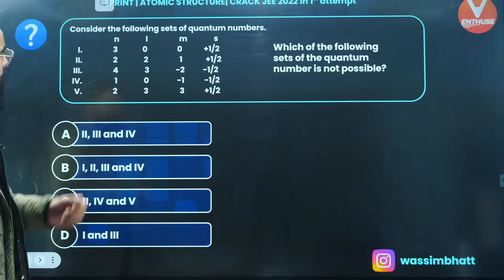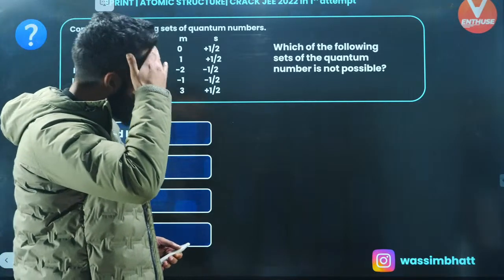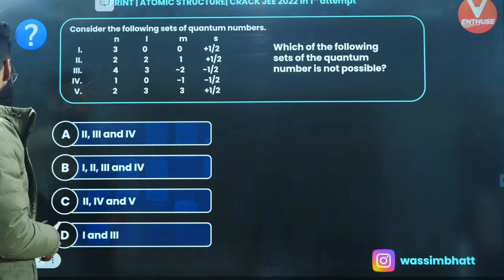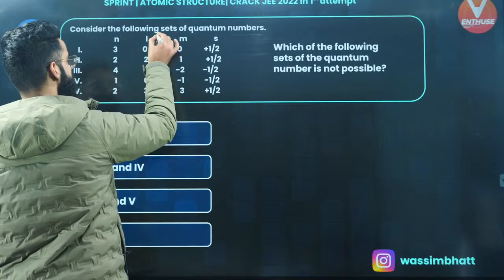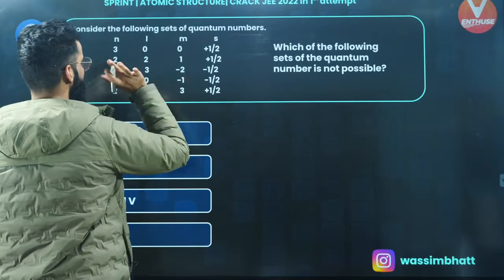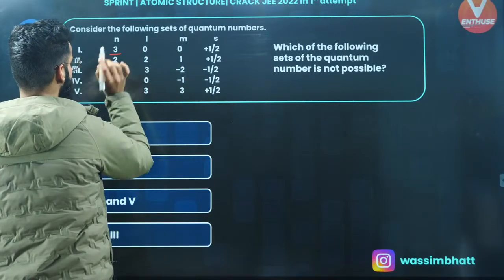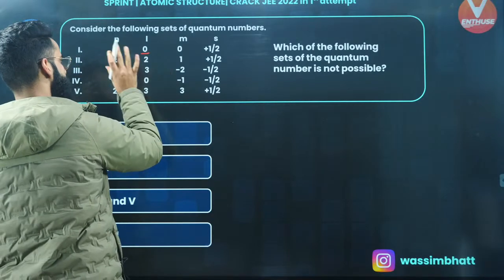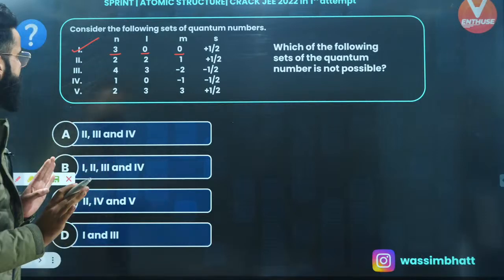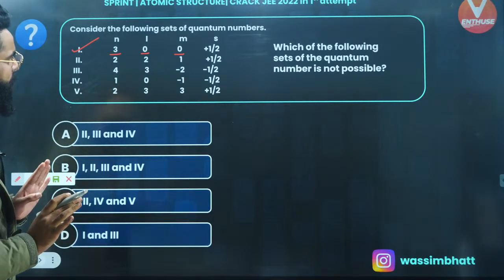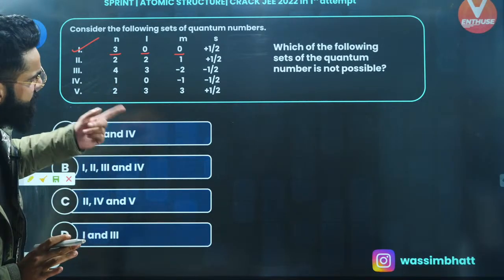Correct the following set of quantum numbers. Which of the following sets of quantum numbers is not possible? First of all, you guys will be knowing L value is from 0 to n minus 1. m value is from minus L to plus L, right? See, n is equal to 3, perfect. L is equal to 0, perfect. m is equal to 0, perfect. So this is perfect. There is nothing bad in it, right? What do I need to select? Which of the following sets of quantum numbers is not possible?